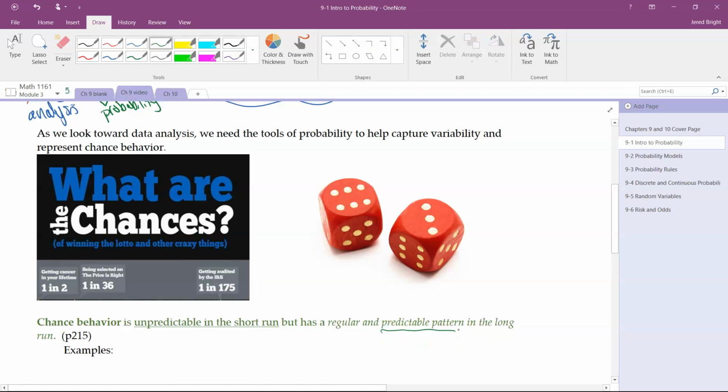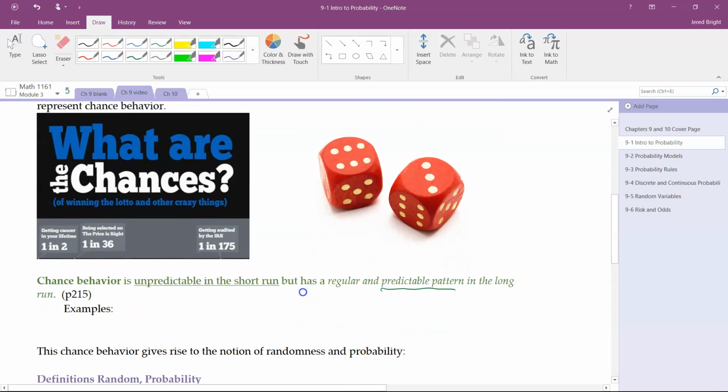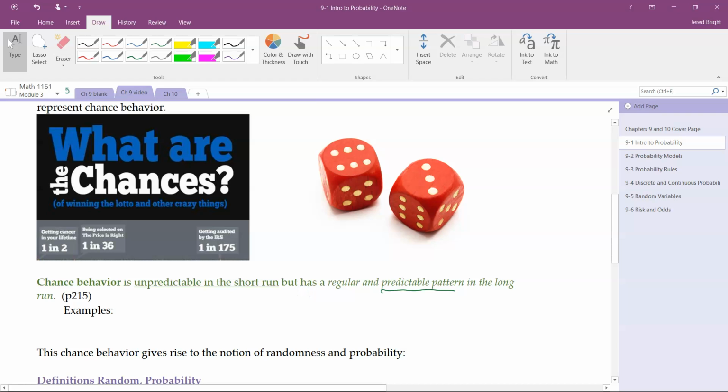I have a picture of some dice here. You can roll a die, and you're going to get a number 1 through 6, assuming it's a fair die. You don't know what you're going to get on an individual roll, but if you repeated this hundreds of millions of times, you're probably going to get a one about 1 out of every 6 times. So you have an idea of what the chance behavior is.